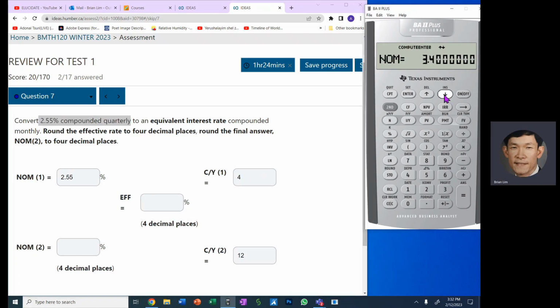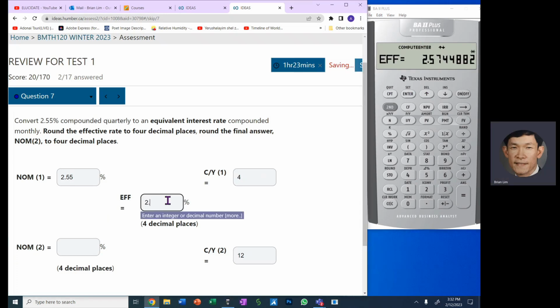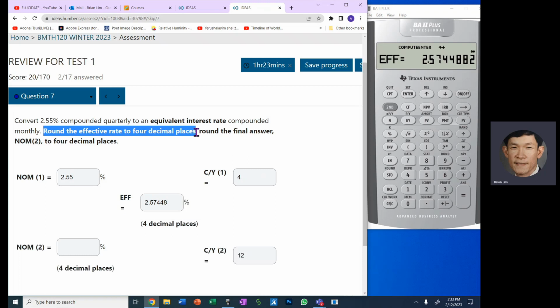So let's put the 2.55 in, enter, and compound it quarterly. So we go down, and CY is 4. We enter that. We go back to the effective here, and then we compute that. And that answer turns out to be 2.5748. Maybe we should use 5 decimal places. That's the effective rate to 4 decimal places, so it's best if we use 5, just to be safe.